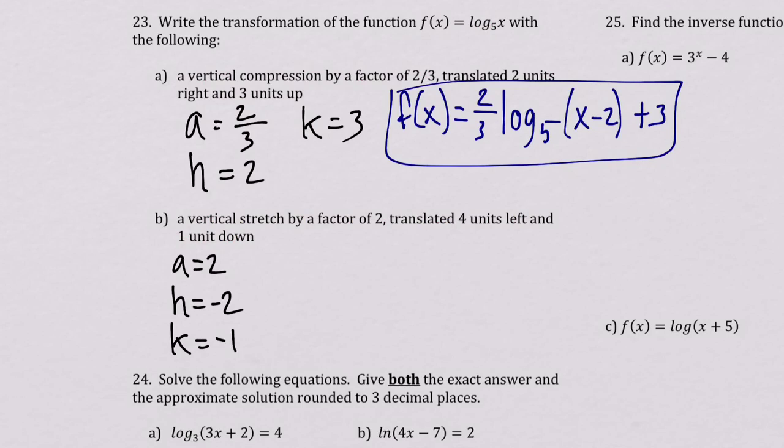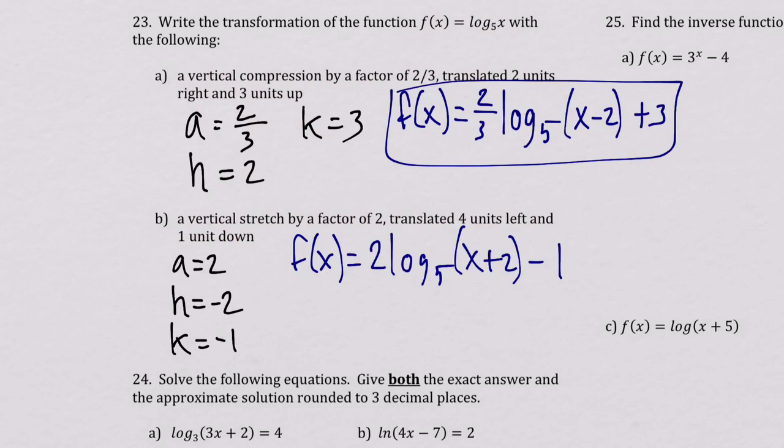Put those numbers in with the same base. Base is 5, right? So it's going to look like this. F of x equals 2 log base 5 of x plus 2, minus 1. And that's your function.